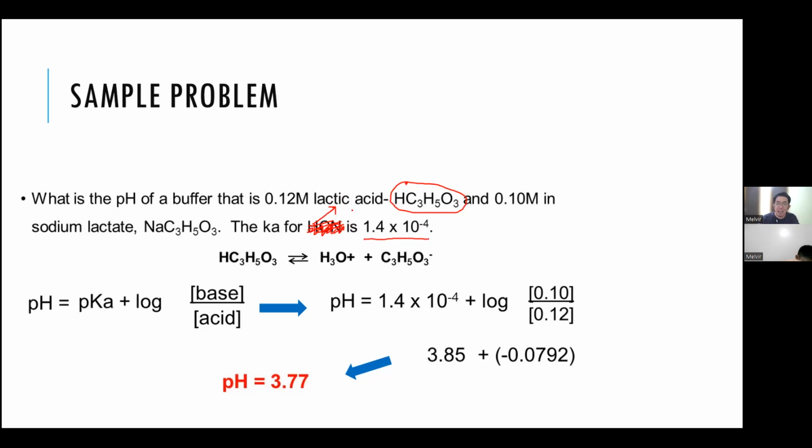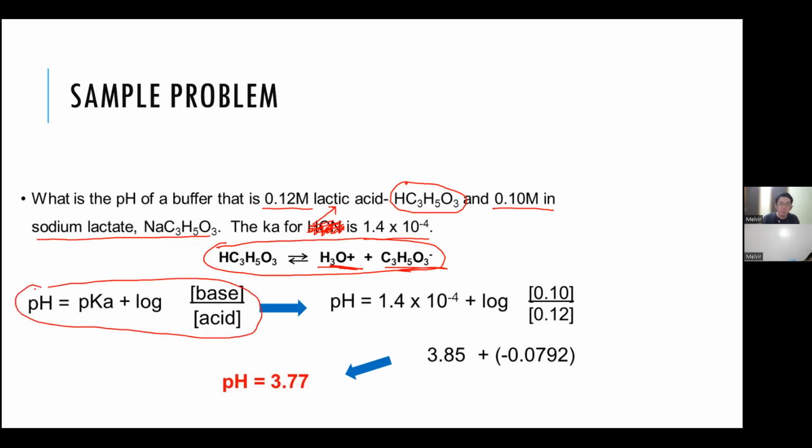This is lactic acid. And then, minix mo daw yung lactic acid mo na 0.12 molar ang concentration with 0.10 molar sodium lactate. So this is the formula. So this will be the reaction na mangyayari. Your lactic acid will dissociate in water into hydronium ion and lactate. So with that, madali tong problem na to. You just substitute everything dun sa Henderson-Hasselbalch equation.